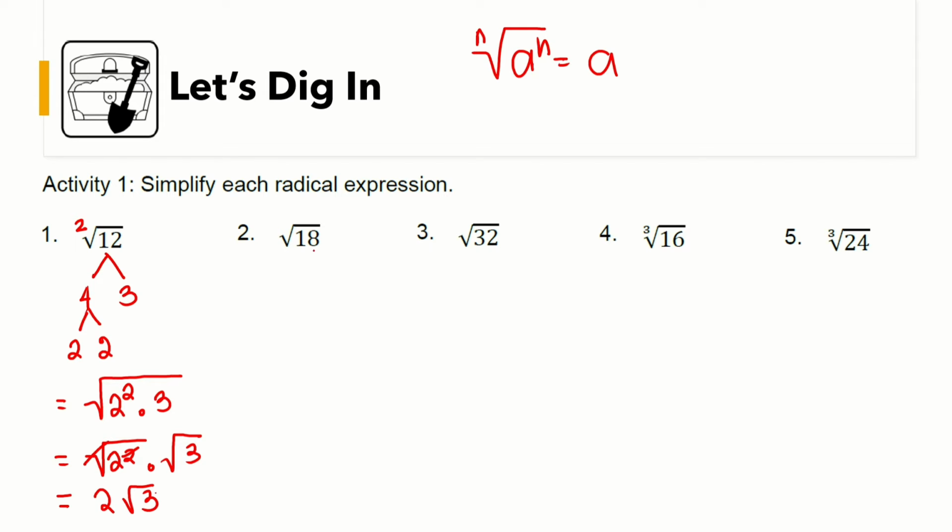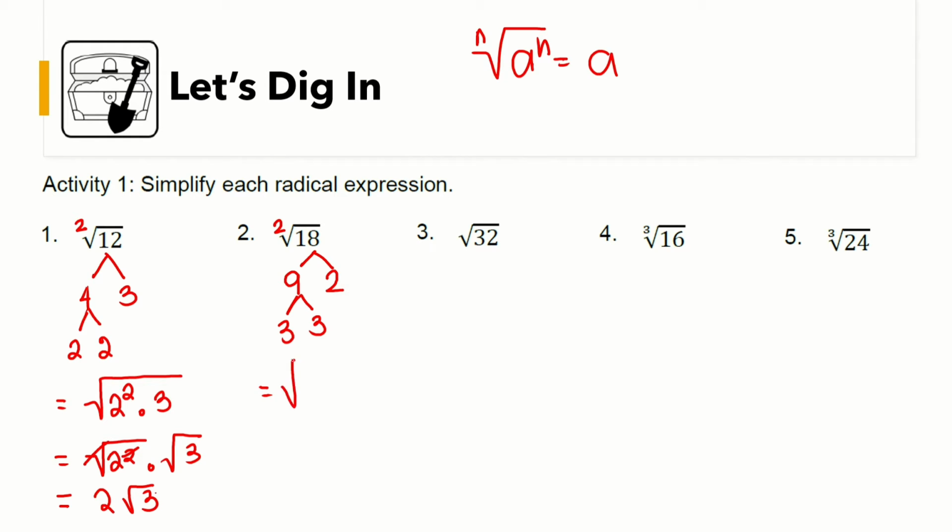For number 2, we'll do the same. First, we apply factorization. You can use other factors aside from the ones that I'm using here. Let's say I'm going to use 9 multiplied by 2. Then for 9, we have 3 times 3. Again, our index is 2, meaning we're going to group the factors by 2's.